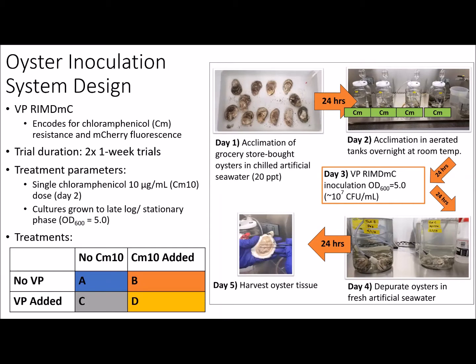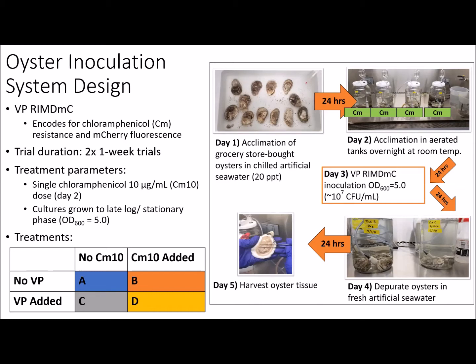The MC is short for mCherry fluorescence. It also encodes for chloramphenicol resistance, which is why on day 2 you see these CMs in front of the tanks. The inoculum we use is at about 10 to the 7th CFUs per mL within the tanks. So we allowed the challenge to sit there overnight with these oysters. And then on the next day, we then depurate the oysters.